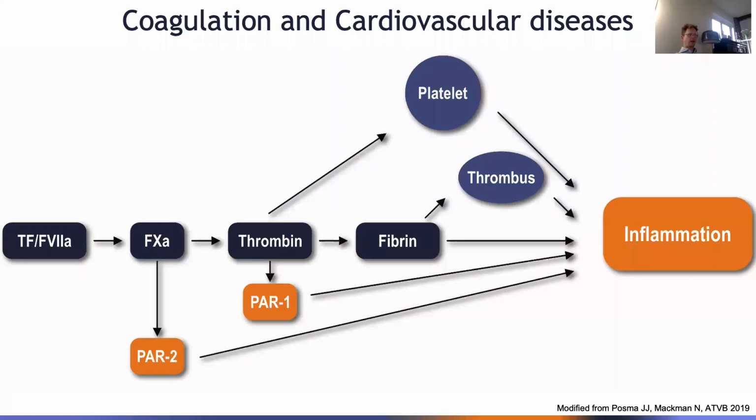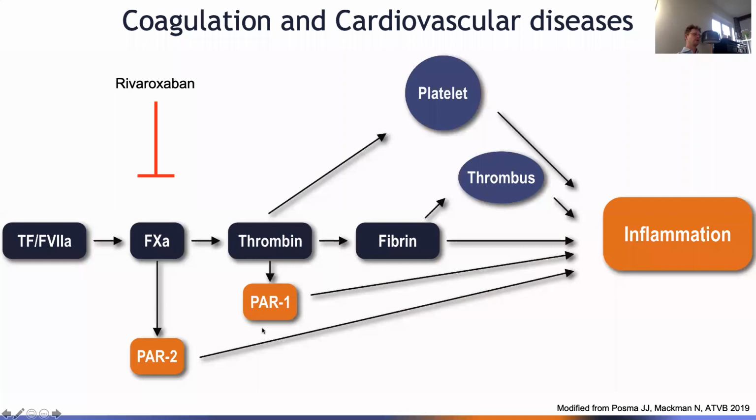Okay, now let's go back to the figure. What I've shown you is just a few studies about factor 10A inhibition and atherosclerosis. What you see is that we inhibit our system at this level, but a lot of downstream effectors can all lead to inflammation. So if we really want to prove that it's PAR1, or PAR2, or maybe even the platelets or thrombin that's doing it, we have to dig deeper.